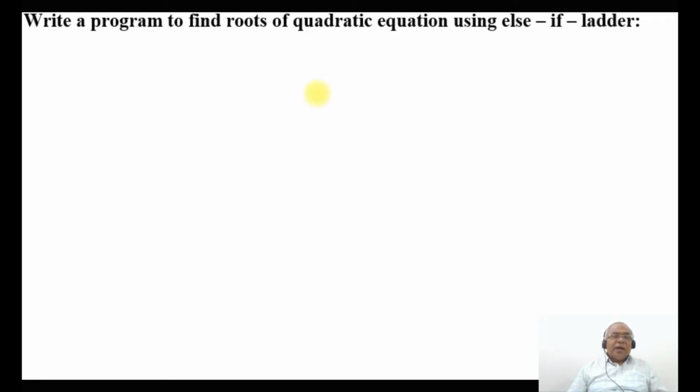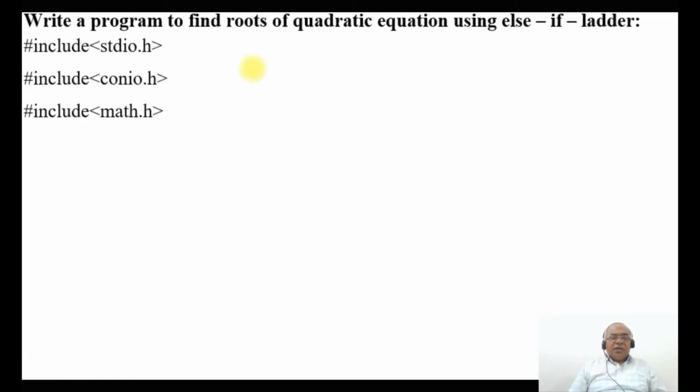To write this program, first we will include stdio.h, conio.h and math.h. Why exactly will math.h come into the picture? Because the roots of the quadratic equation are minus b plus or minus the square root of b square minus 4ac. Since we want to calculate the value of a square root, it comes under the mathematical functions. Therefore we have to include the header file math.h.